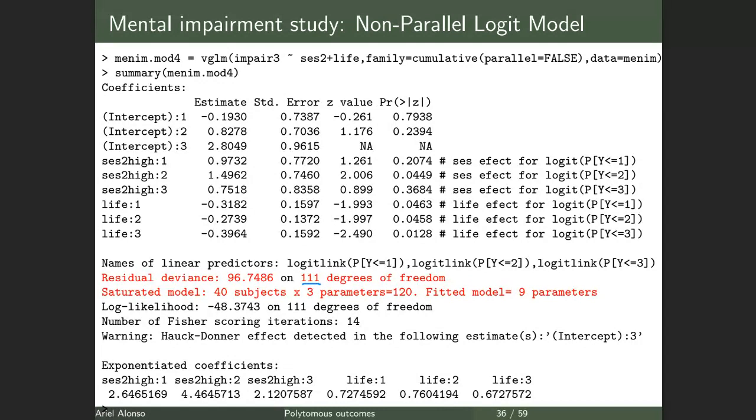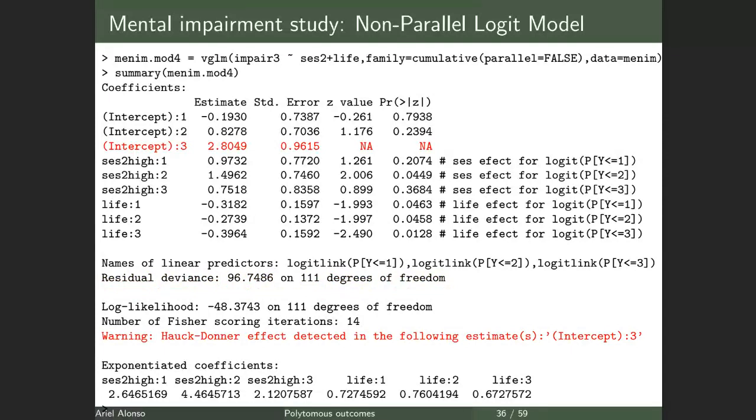Now this will be the non-proportional model. Keep in mind this model may be problematic because the curves for the probabilities may cross. So you will not respect this ordering for the parameters. Now, if you look at the model, you realize that for the intercept 3, you don't get the standard error, you don't get the Wald test, and you don't get a p-value.